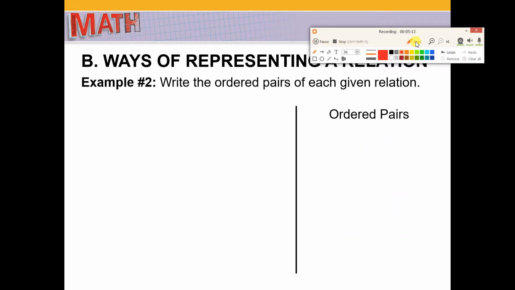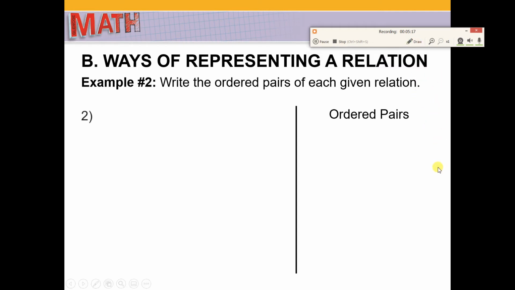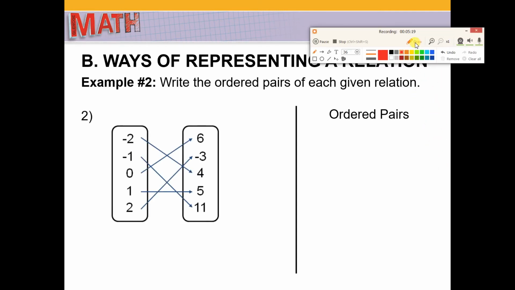Let's look at the second example. Now we have here a mapping diagram. So how do we write a mapping diagram to an ordered pair? The key is to follow the arrows. What do I mean by that? Let's look at the first example.